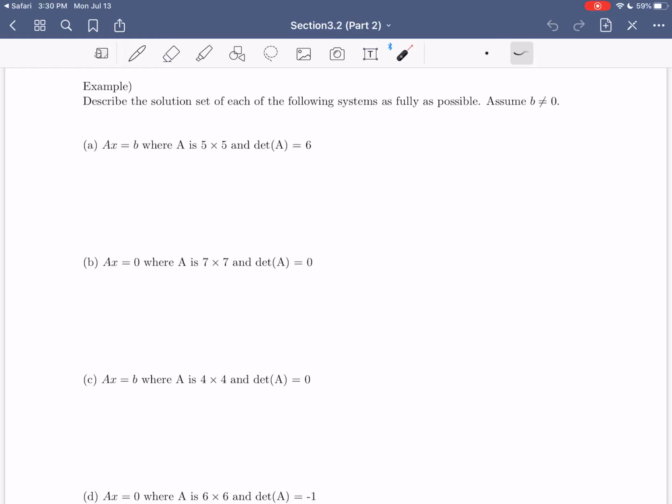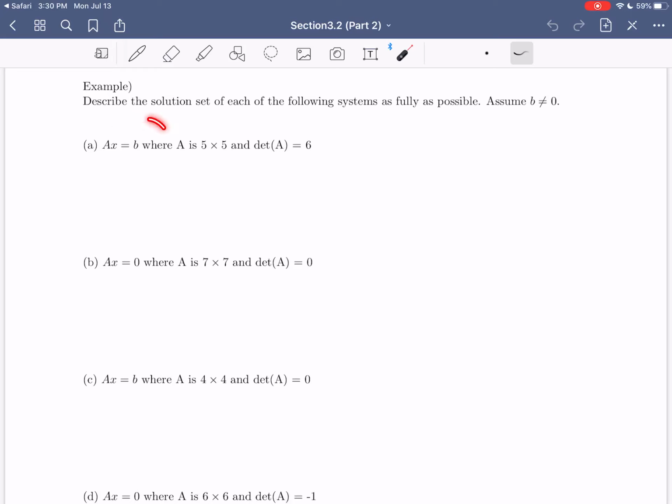What we'd like to do in this example is, for each of these, try to describe the solution set as fully as possible, and we're going to, again, assume that whenever we see a b in one of these, that b is not equal to 0. Of course, there could be situations where there might be several cases, so we'll have to break it down into several cases if necessary.